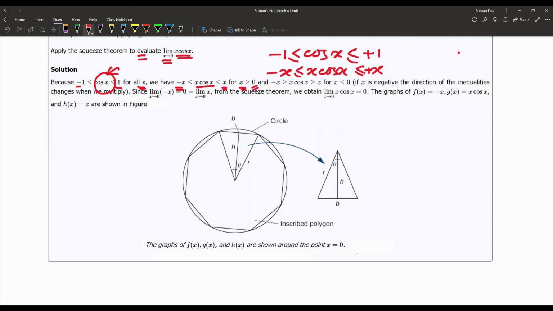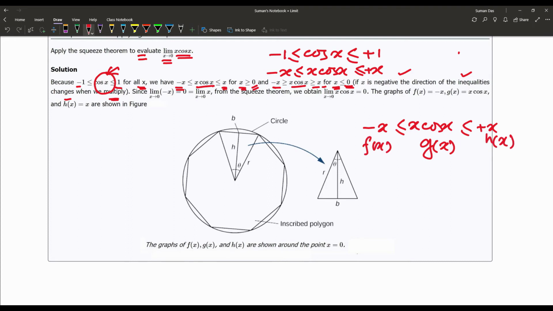And minus x greater than or equal to x cos x greater than or equal to plus x for all x less than or equal to 0. Once again, if x is less than or equal to 0, then x cos x lies between plus x and minus x, and when x is greater than or equal to 0, x cos x lies from minus x to plus x. If x is negative, the direction of the inequalities changes when we multiply. So suppose minus x is our f(x), x cos x is our g(x) and plus x is our h(x).